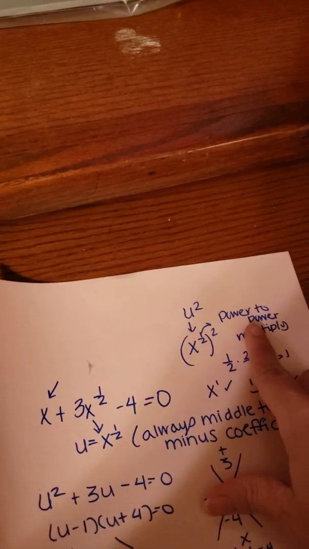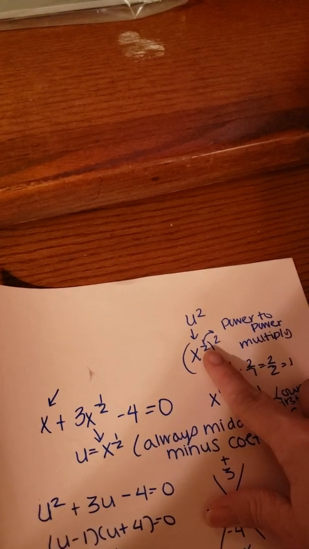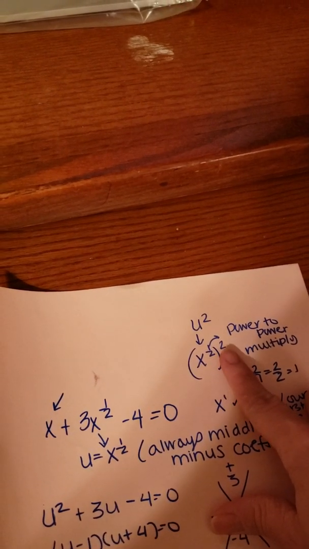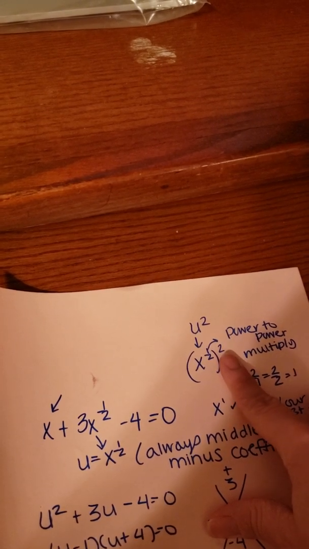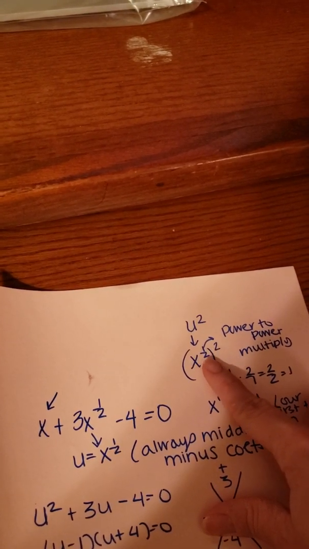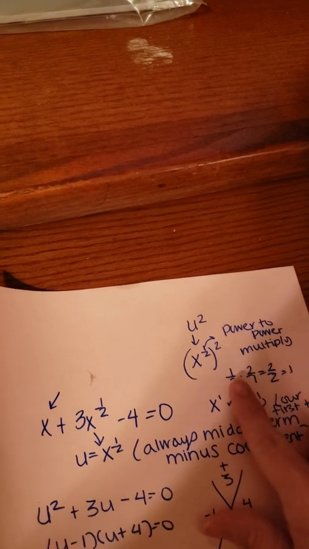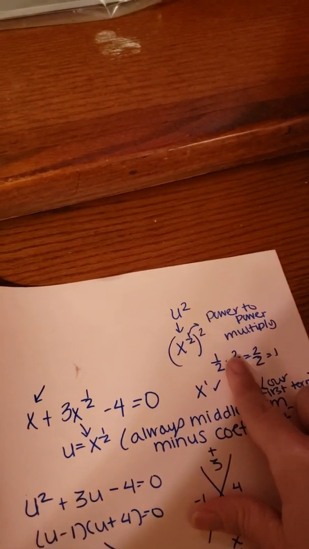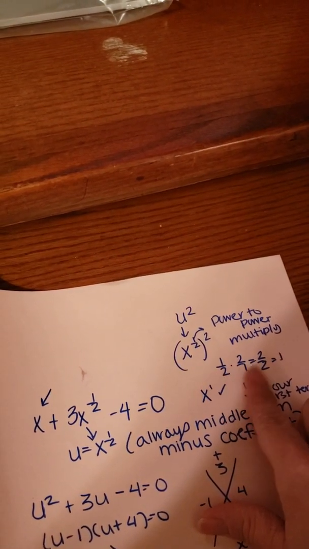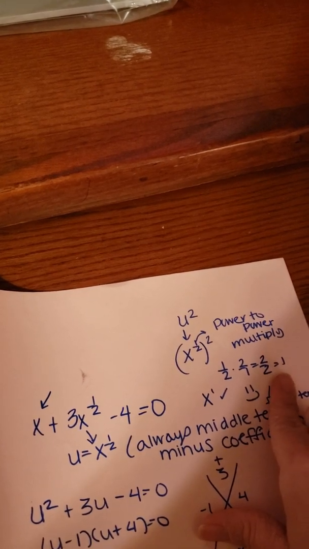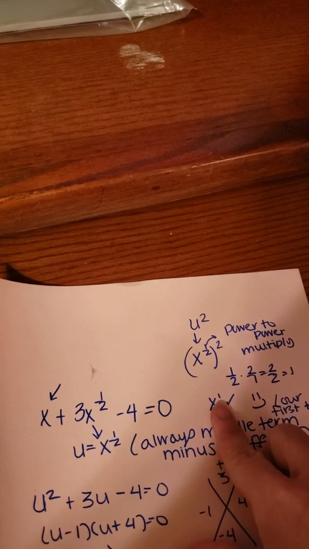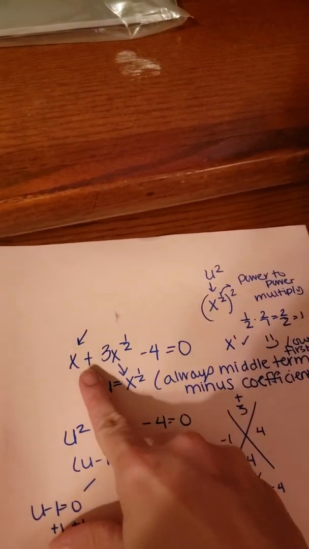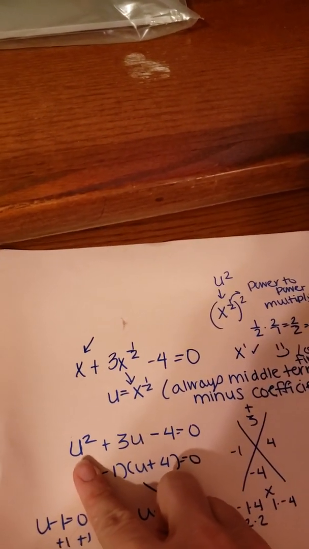So I wrote out here, we have a power to a power. The 1/2 is a power, squared is another power. So 1/2 times 2, because that's the rule of exponents: when you have a power to a power, you multiply. So I did 1/2 times 2, in other words 2 over 1. I multiplied across and got 2 over 2, which is 1. So I'm showing you in all of this that u squared is actually x to the first power, which is what this is. We're just writing it differently, okay?